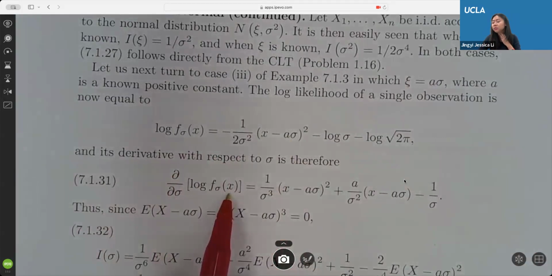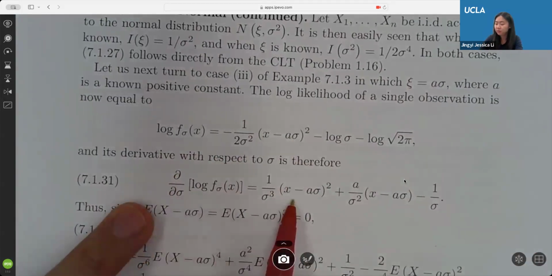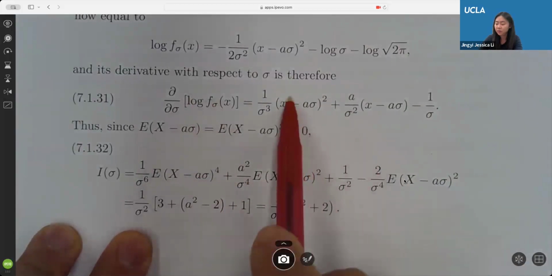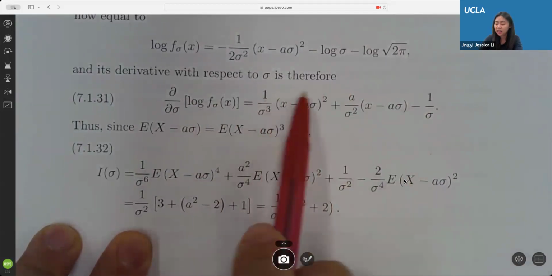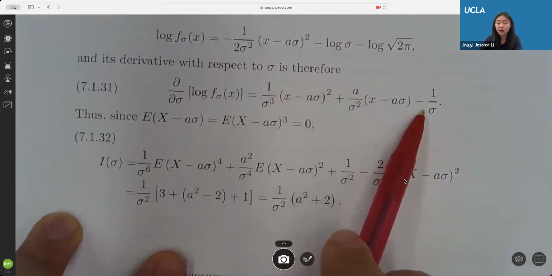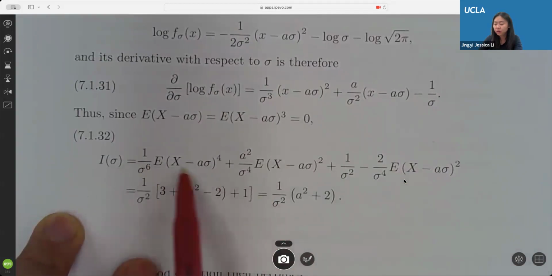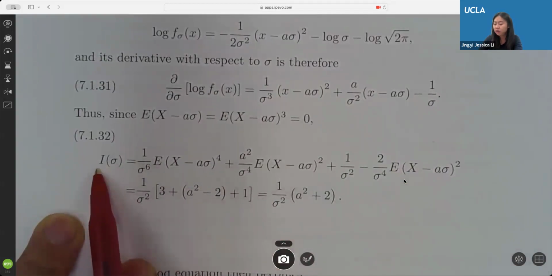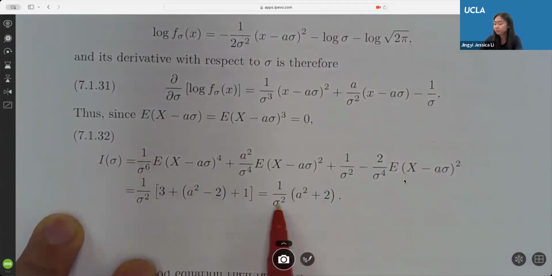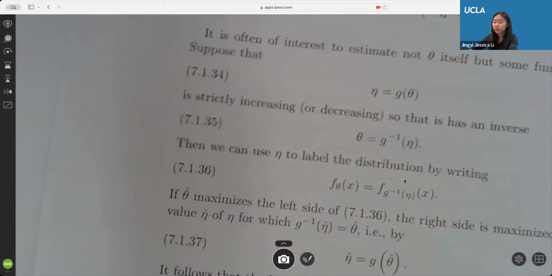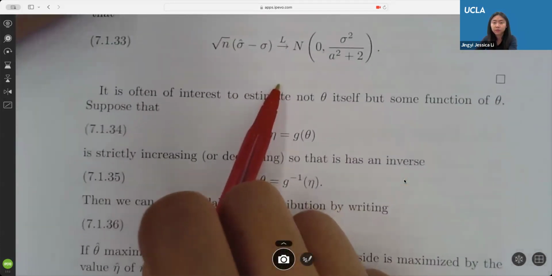And then we take its derivative with respect to sigma, square this whole thing, and then take the expectation. That's our Fisher information, so we go with that definition. I skip all the algebra details. I will show you that the Fisher information turned out to be this. And with this Fisher information, you just apply the asymptotic normality result of MLE. This is what you get for this case.